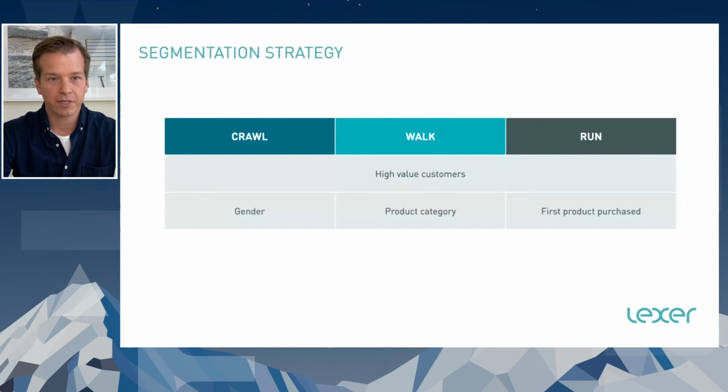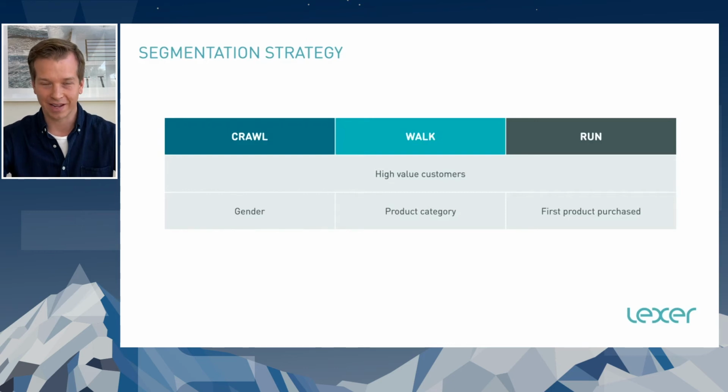Okay, when it comes to your segmentation strategy for these lookalike audiences, as I mentioned before, irrespective of whether you're crawling, walking, or running, you need to have those audiences focused around high-value customers. In the crawl section, the one addition that you can make is gender. And so if you are currently selling men's and women's categorized products, we would really encourage you to build a high-value men audience, a high-value women audience, and build your lookalikes around gender as well.